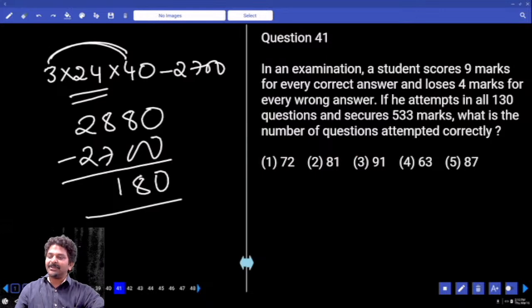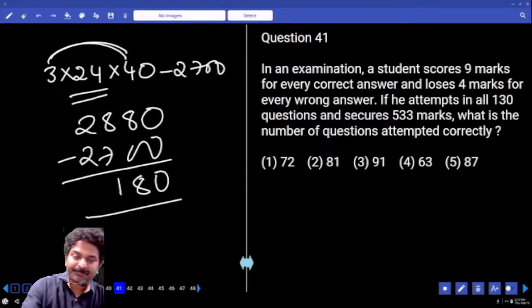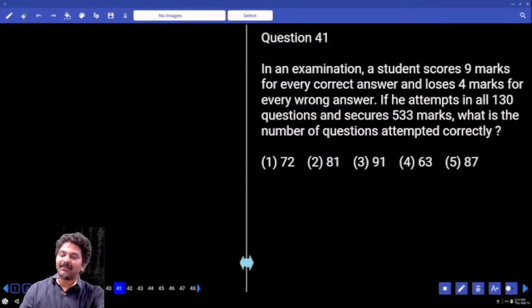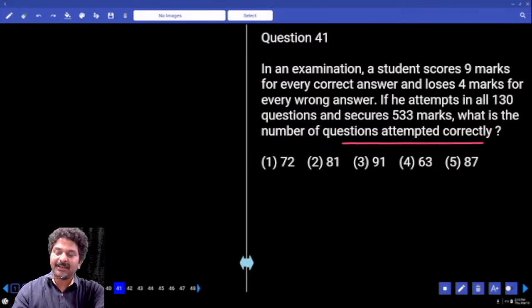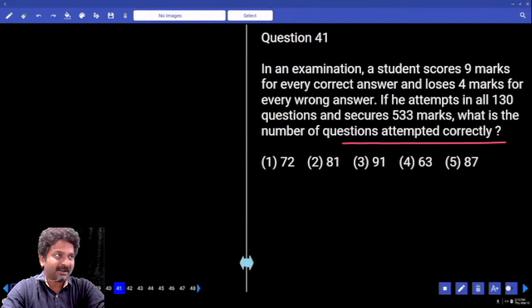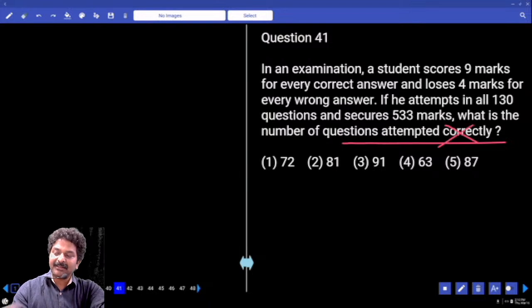Right. In an examination, a student scores 9 marks for every correct answer and loses 4 marks for every wrong answer. If he attempts in all 130 questions and secures 533 marks, what is the number of questions attempted correctly? I'll use the reverse method for this question. As you want to calculate how many questions were correct, I'll start by taking that there are no questions which were given a correct answer. That means all are wrong.